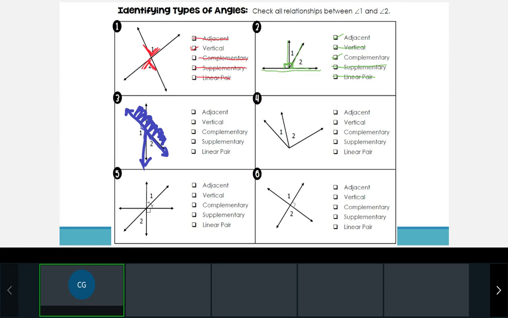They're sharing a side, so they are adjacent. Now they're not across from each other, right? Because across from 2 would be up here and across from 1 would be over here on the right, so they're not vertical. They're not making a 90-degree angle, so they're not complementary. They are forming a line, and a line measures 180, so we are supplementary. And they're forming a line. They're adjacent, they're supplementary, so they're a linear pair.